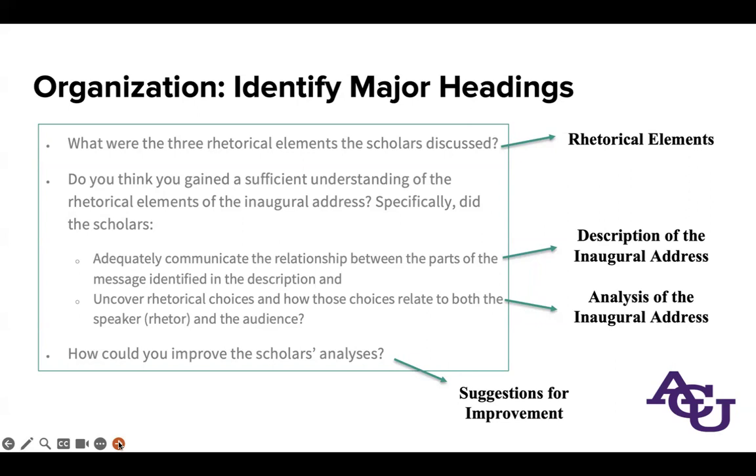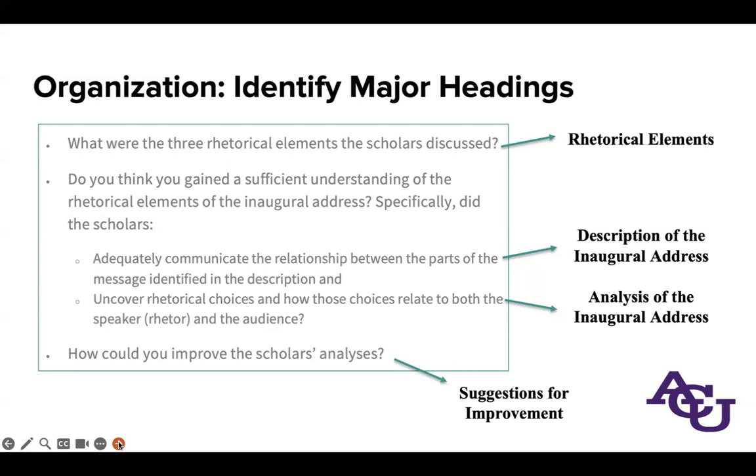Another paragraph could be an analysis of the inaugural address. What are the rhetorical choices, and how do those choices that they have made relate both to them as speakers with their backgrounds? You're given full, not full, but very, very adequate revelatory backgrounds on each one of these professors, what they teach, where they teach, what they published. They're going to talk about their writings. They're going to talk about what they're bringing to the table in terms of their analysis. How does that work? Talk about that.